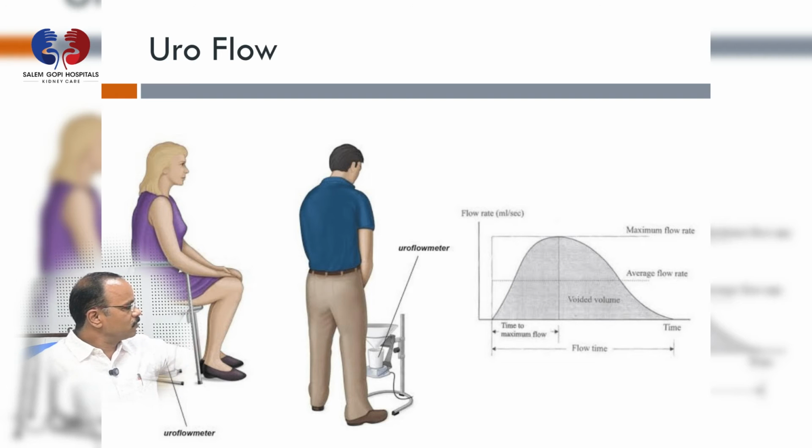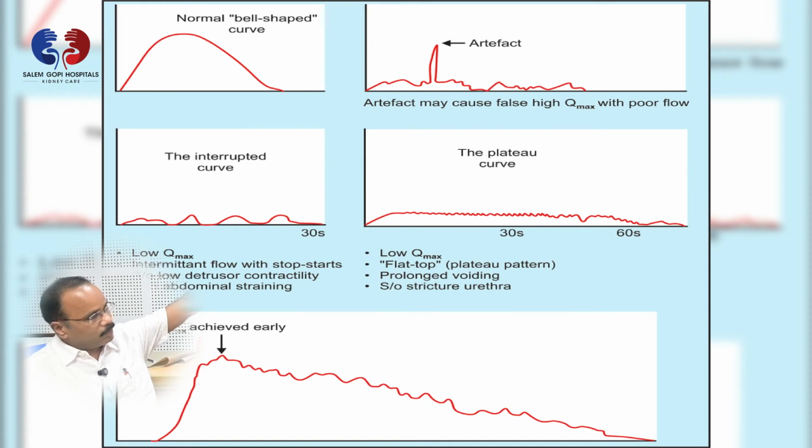What are we going to see here? Yes, the first chart, that is the normal curve. That is the pattern of the curve. The first one is normal. The final one, the fourth one, that is the flat curve, that is the blocked pattern, the obstructive pattern.